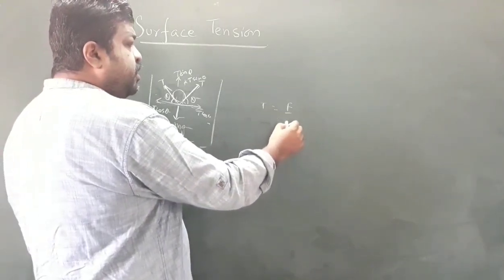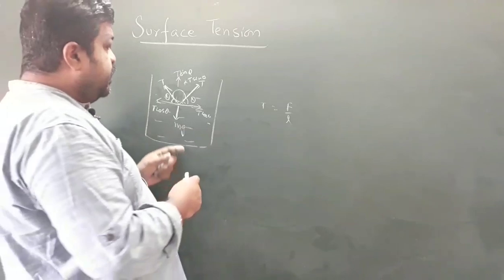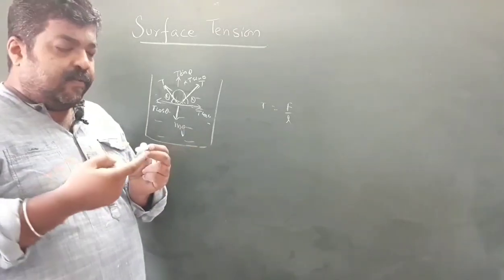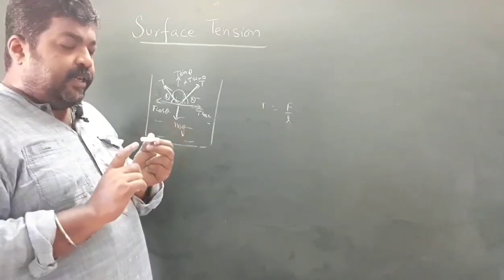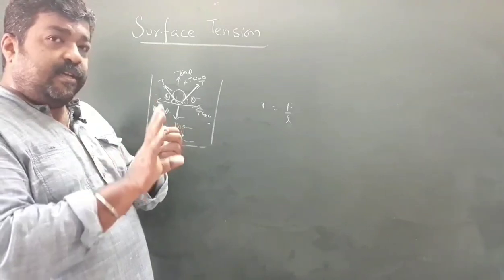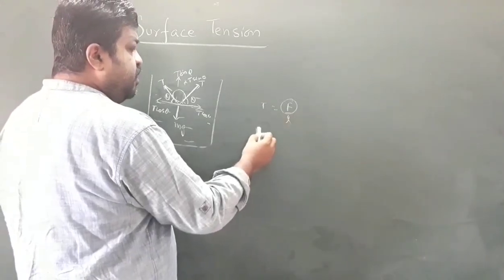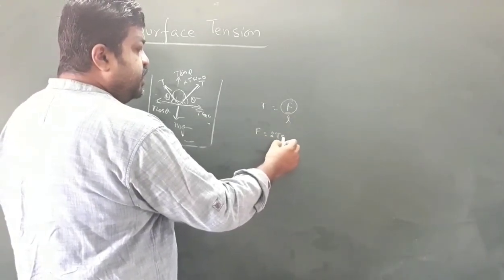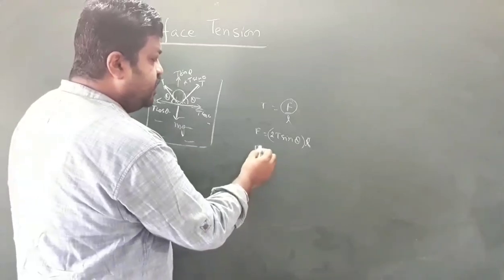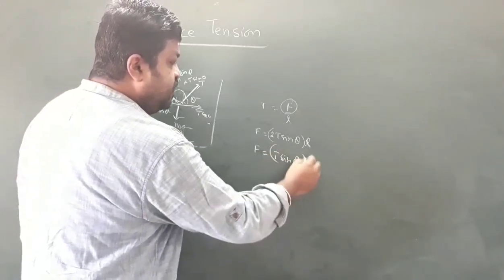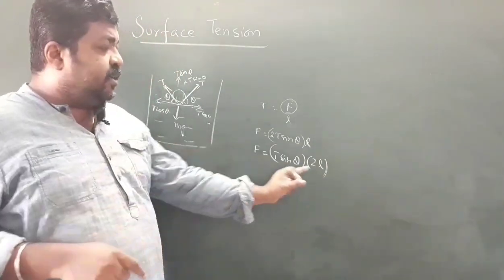Tension is force per unit length. Now see, this T sin theta force acts on this side for length L, and T sin theta acts on this side in the upward direction again for length L. So the total force will be 2T sin theta into L. Or you can write it as T sin theta multiplied by 2L: T sin theta for this length and T sin theta for this length. So T sin theta into twice L.